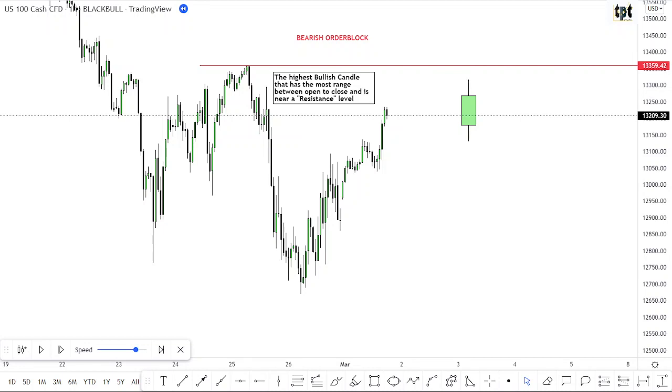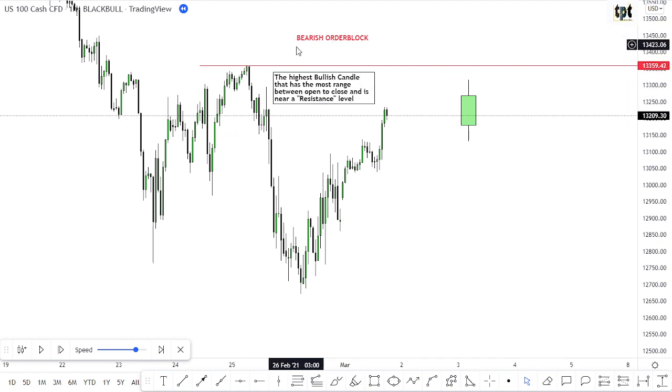Now, just like we did for the bullish order block, the definition is the same, but we're now reversing everything for the bearish order block. The bearish order block is the highest bullish candle that has the most range between open to close, and it is near a resistance level. I'm repeating again, it is the highest bullish candle.